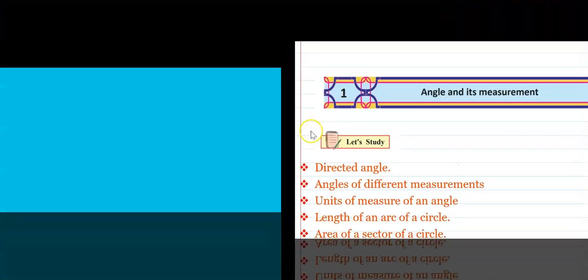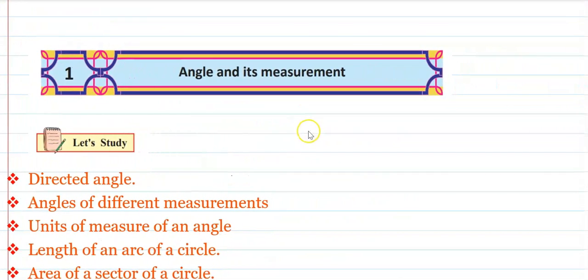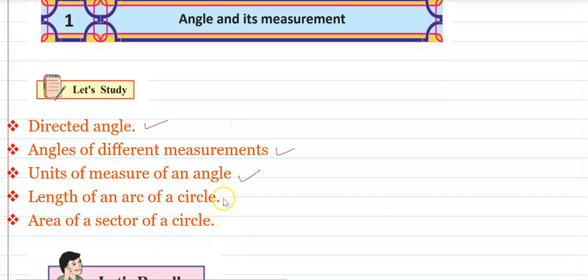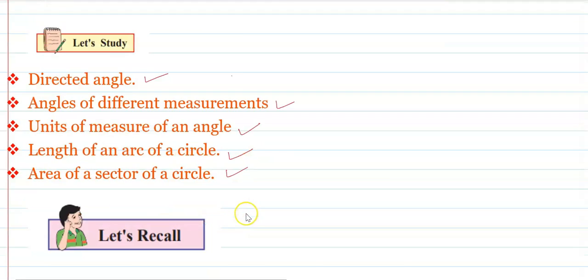Hello friends, now we'll start chapter number 1 from Mathematics 1. In this chapter we will learn directed angles, angles of different measurement, units of measure of an angle, length of an arc of a circle, area of sector of a circle.